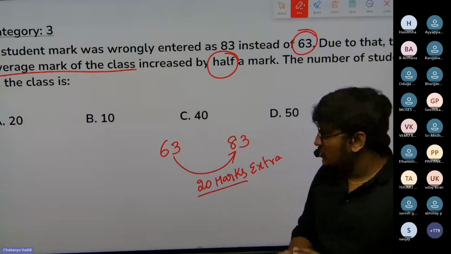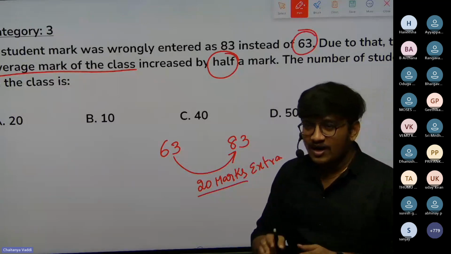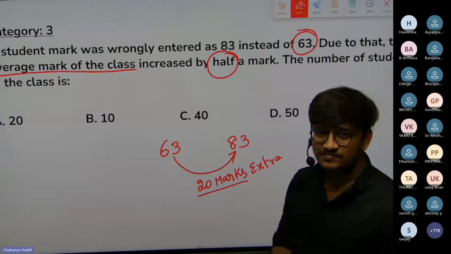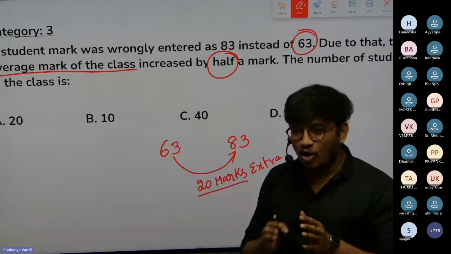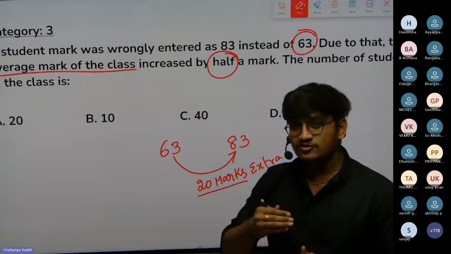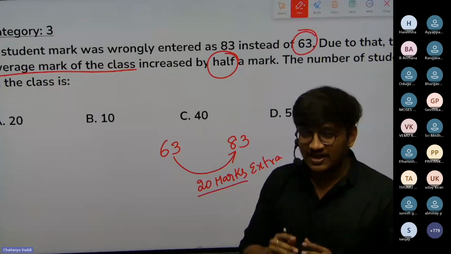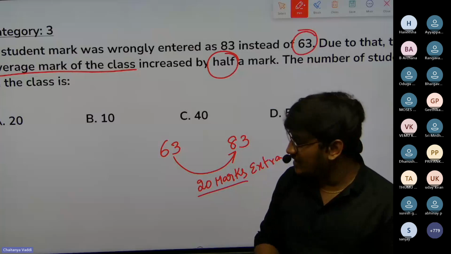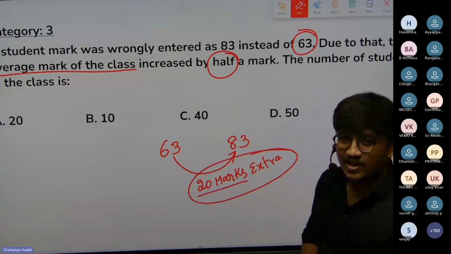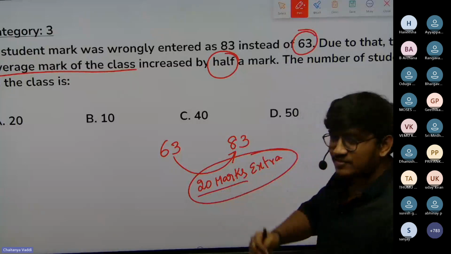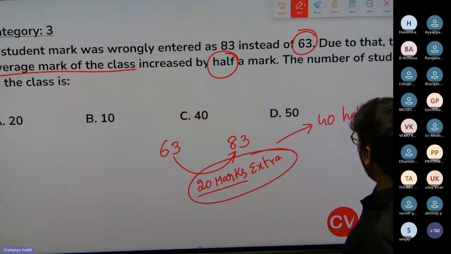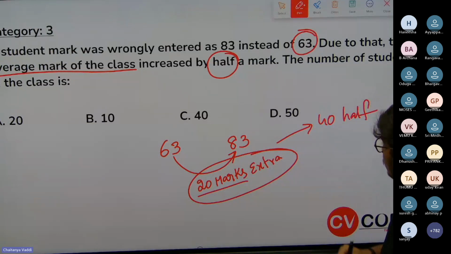Here, how many marks extra did I enter? 20 marks. If you want to give half mark to each, how many halves can we make with these 20 marks? Let's say if I have 1 mark, how many halves can you make with 1 mark? 2 halves, correct? If I have 5 marks, 10 halves we can make. If I have 10 marks, 20 halves. Similarly, we have 20 marks extra, so we can make 40 halves. I can distribute.